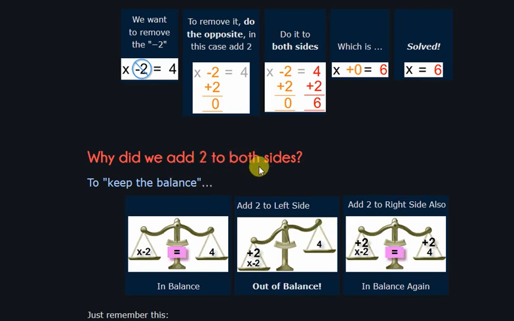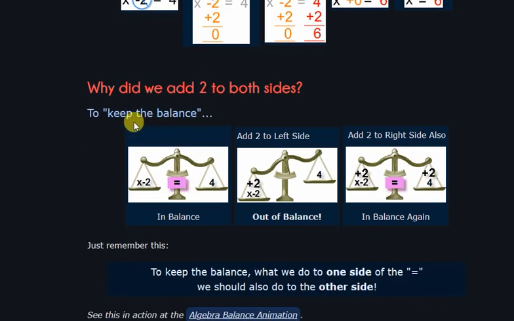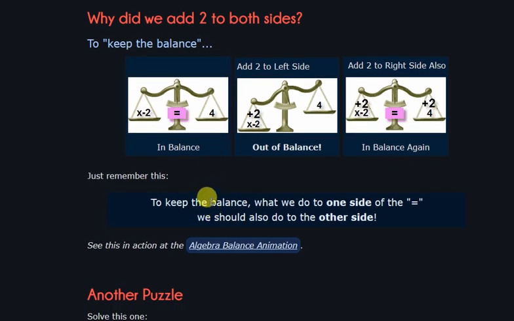Why did we add 2 to both sides? To keep the balance. Just remember this: to keep the balance, what we do to one side of the equal sign, we should also do to the other side. In the first picture, the equation x minus 2 equals 4 is in balance, but in the second picture, if we add plus 2 only on the left side, it will be out of balance. In order to avoid being out of balance, we have to add plus 2 on both sides. Before we go to the next puzzle, let's see this algebra balance animation.